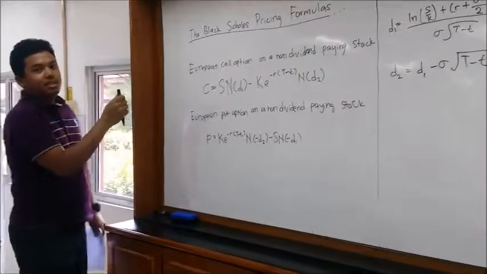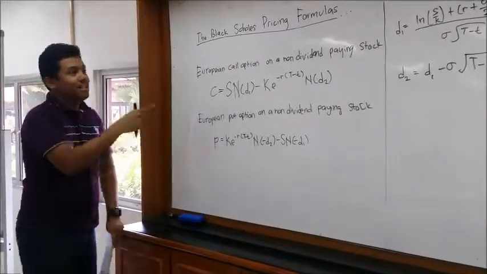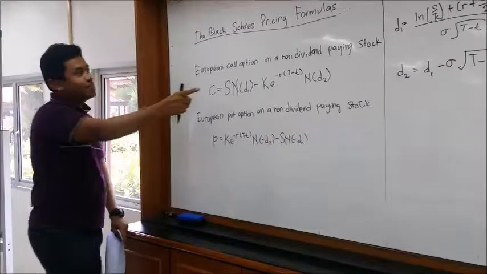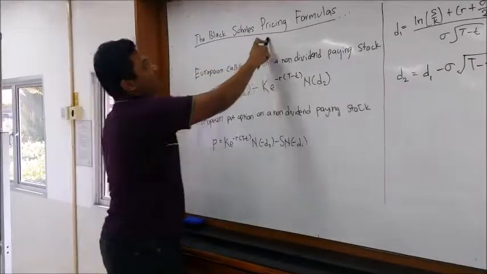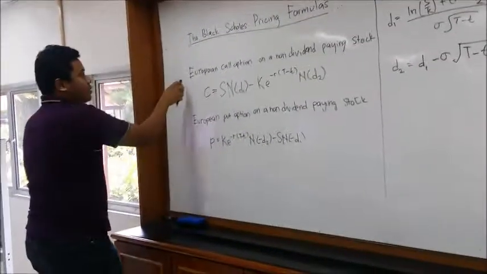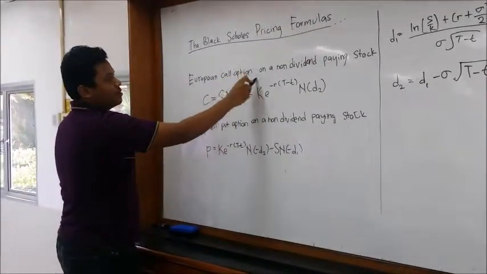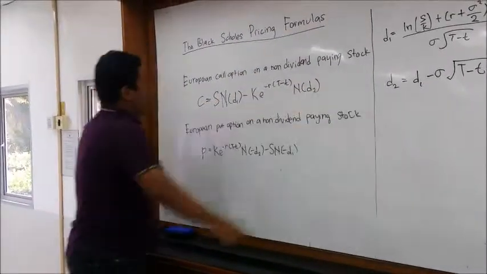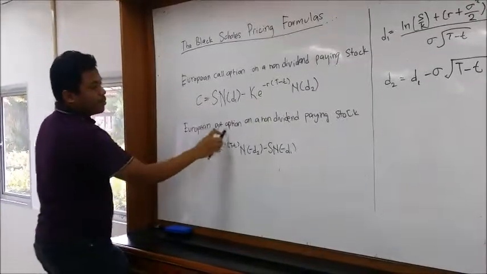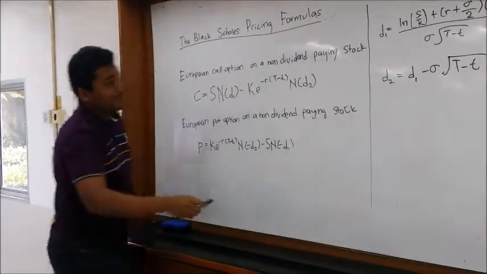Before that, I will explain first the concept that we are going to use to solve problem 7. The concept that we basically use for solving problem 7 is the Black-Scholes pricing formulas. There are two things that you have to know. The first is the European call option on a non-dividend paying stock, and the other is the European put option on a non-dividend paying stock.